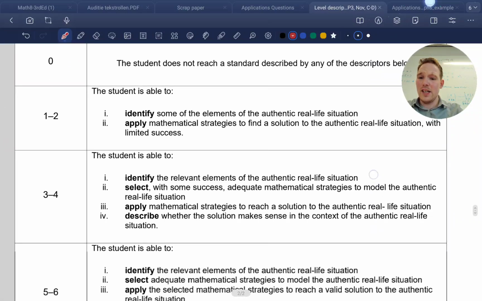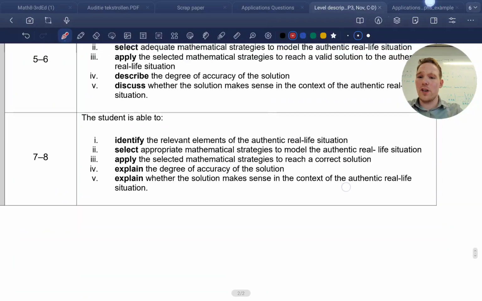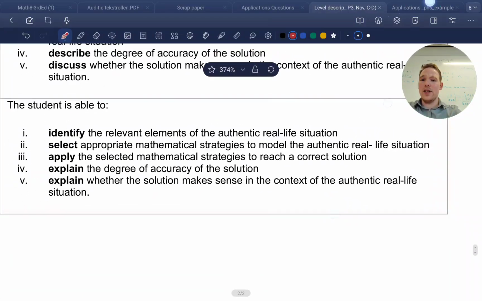Then criteria D, if you want to score high there, identify some authentic real life elements. So that actually went back to what we ended with. Maybe you talk about the Google reviews, or the quality of the bookstore, or maybe you mention something about people wanting cost to be down. Select appropriate strategies to model the authentic real life situation. Well, in our case, the strategy was to use linear equations and to find the intersection, or to find when one is cheaper for a certain amount of books.